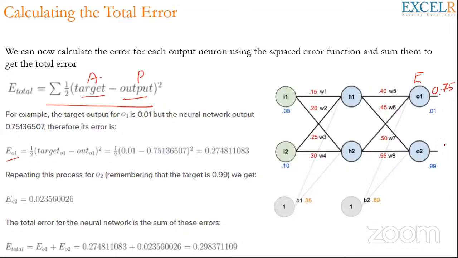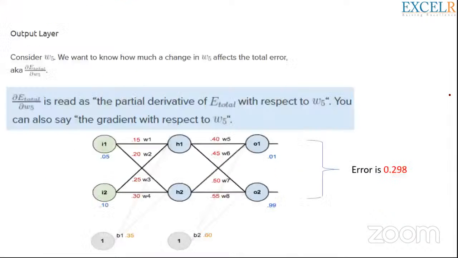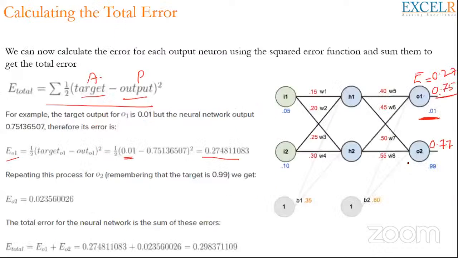And here we have predicted 0.77, I guess. Now, the target is nothing but 0.01, the actual value, and the output is 0.75. Square it. The error at E01, this node, is 0.27. The error at this other node is 0.02.